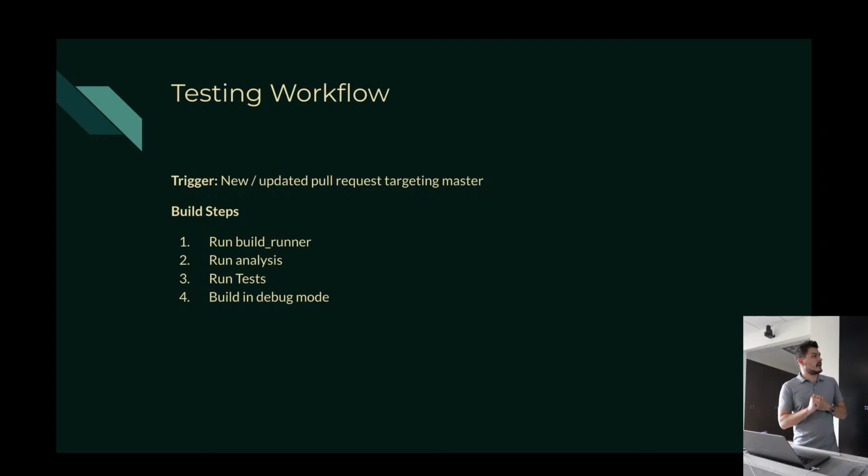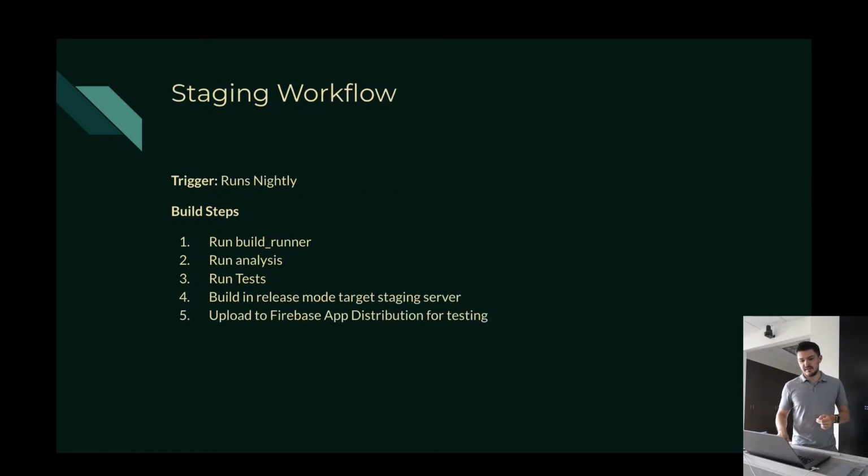Just for clarity, that analysis will fail the whole GitHub hook if it doesn't pass. So if you're not adhering to the linter, it will fail the whole workflow. They'll have to go back and fix it, and it'll tell them what they did wrong. And then our next workflow is what we call our staging workflow, and it could also be called the nightly workflow. And this essentially just runs nightly.